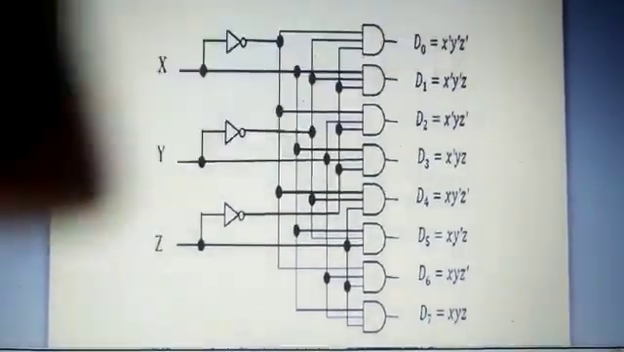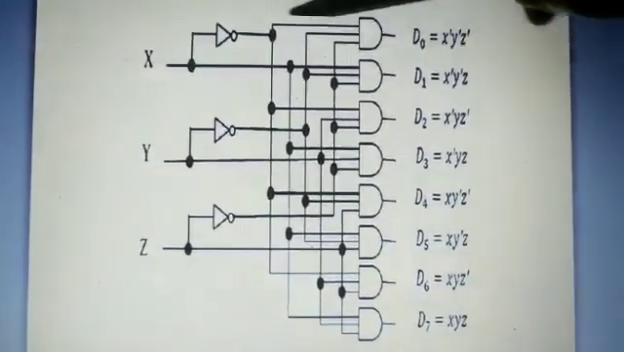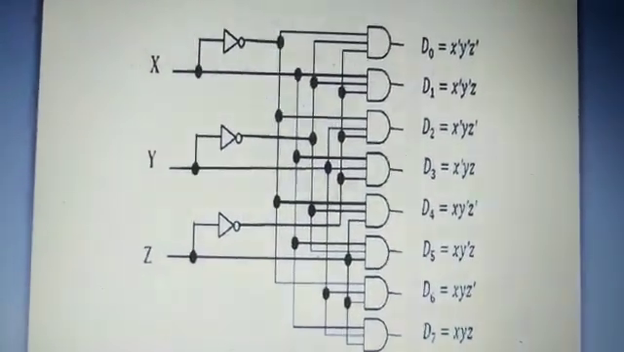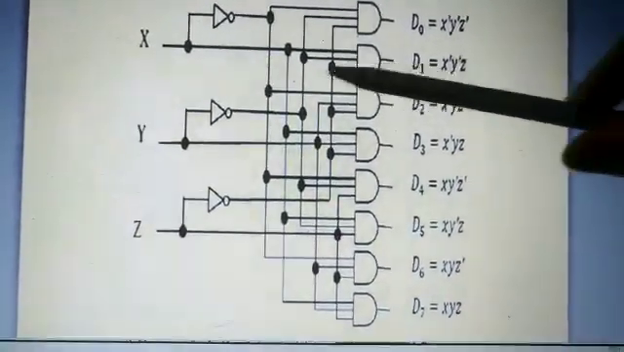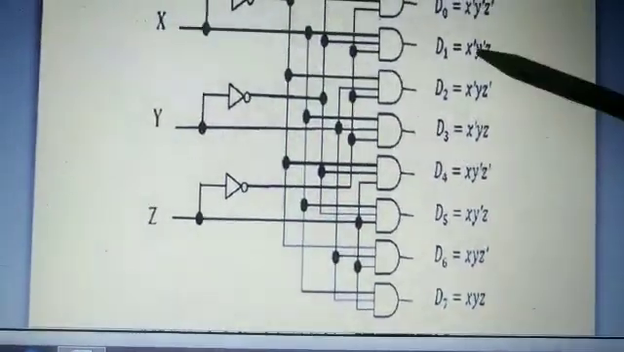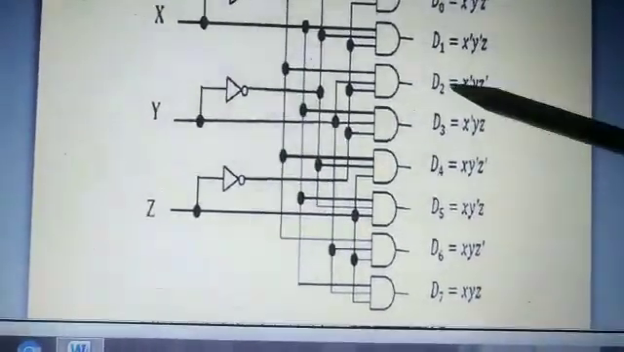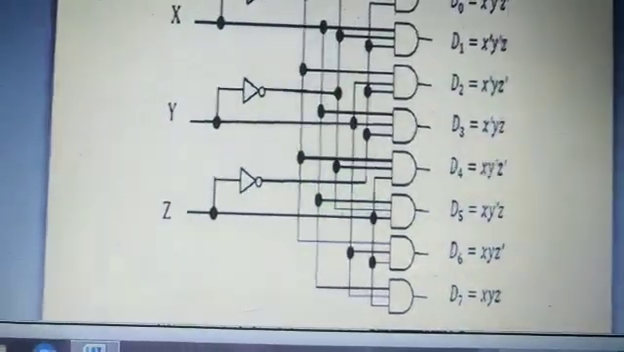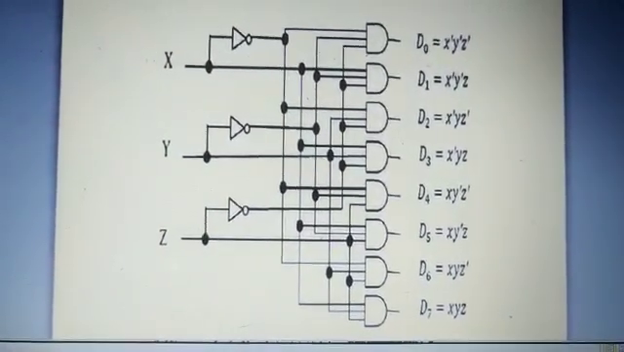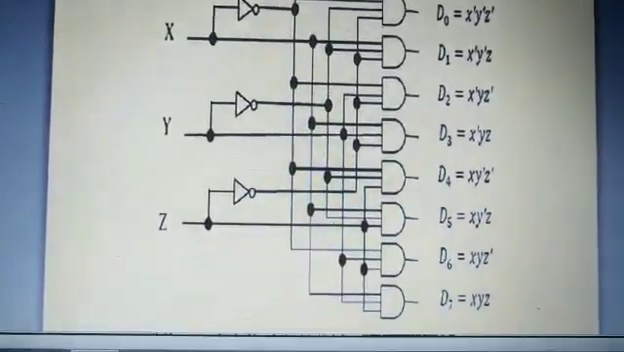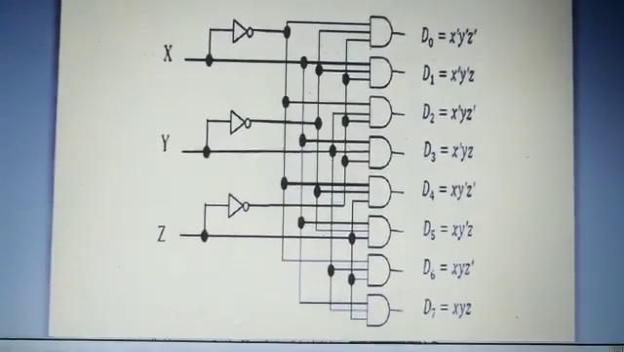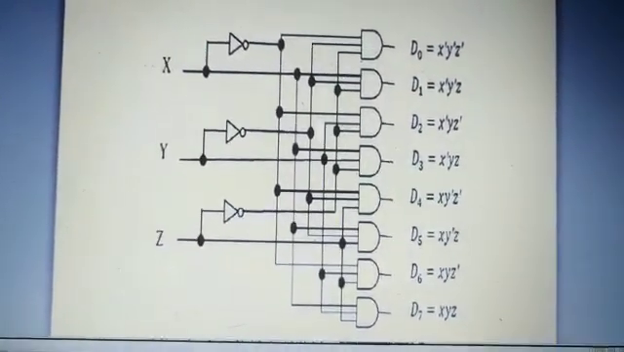So for D0, what will happen? For D0, I am taking the x bar value, the y bar value and the z bar value. For D1, what am I taking? I am taking the x bar value, and next the y bar value, and for z I am taking only the single z value. D2, D3 go in this way. If you implement the whole circuit of the 3x8 decoder depending upon the Boolean expressions, it looks like this.